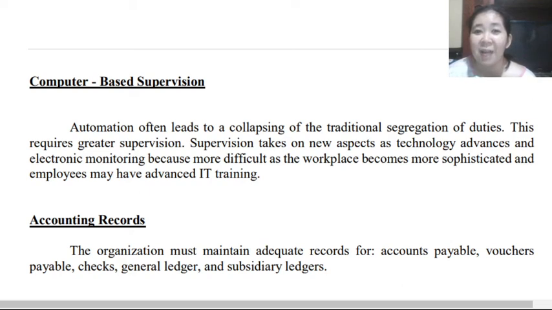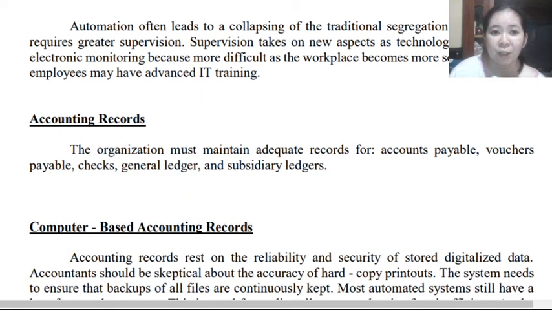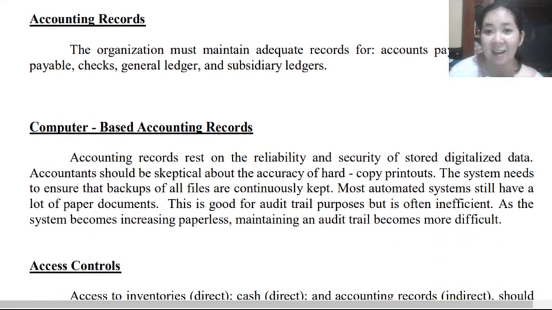It takes on new aspects as technology advances, and electronic monitoring becomes more difficult as the workplace becomes more sophisticated and employees may have advanced IT training. So there's a possibility that they can override or manipulate those items. Accounting records: the organization must maintain adequate records as mentioned, for accounts payable, vouchers payable, checks, general ledger, and subsidiary ledgers.